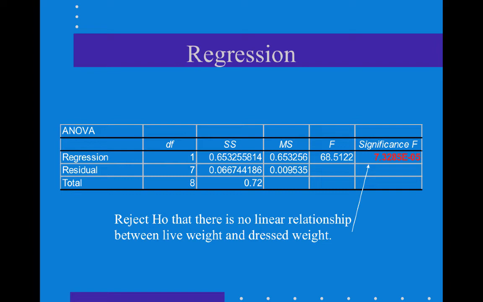So because the p-value is less than 0.05 in this example, we can reject the null hypothesis that states that there's no linear relationship between live weight and dressed weight. We have clearly shown that there is a relationship, and it's a very strong relationship between live weight and dressed weight. So we would fail to reject our alternative hypothesis in this case, and we would reject our null hypothesis.